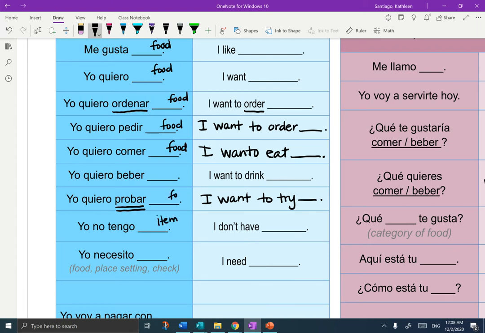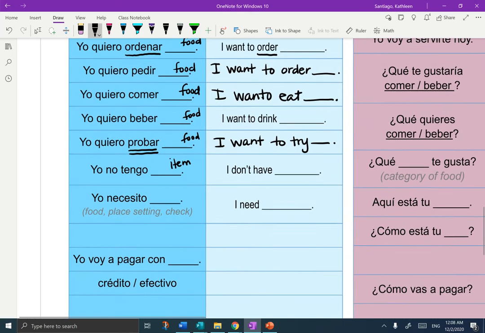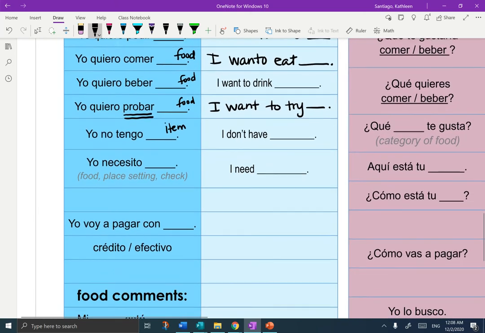Okay, again, these are all food up here. Sorry. So again, the item, it might be silverware. It might be part of your place setting. Yo necesito. You can use that and add in a food, a place setting item, or the check. So yo necesito. That's all the way back from when we talked about what school supplies we need.